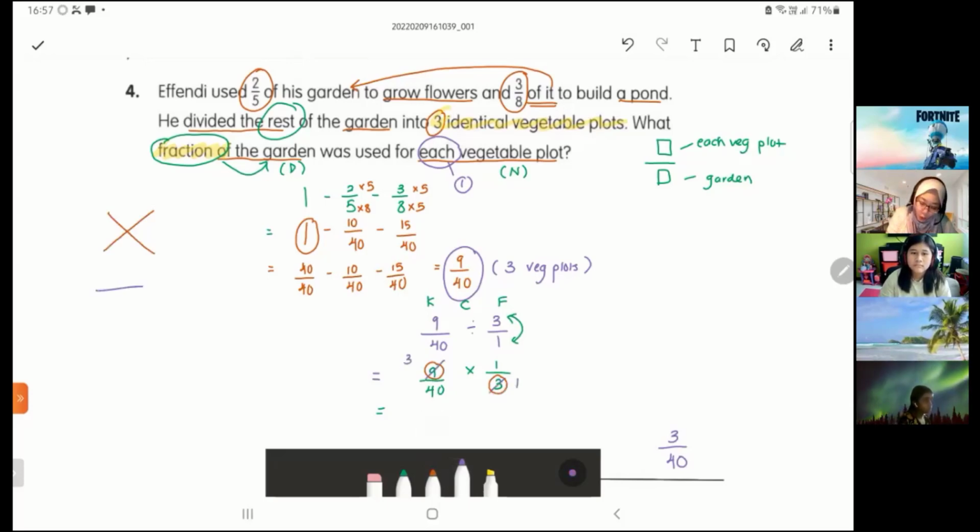Then you look row wise, numerator, denominator. 3 times 1 is 3, over 40 times 1 is 40. My answer is 3 out of 40. Very good. Okay, the answer was right.